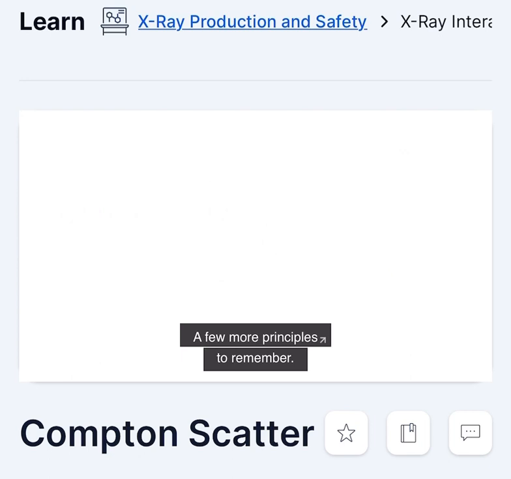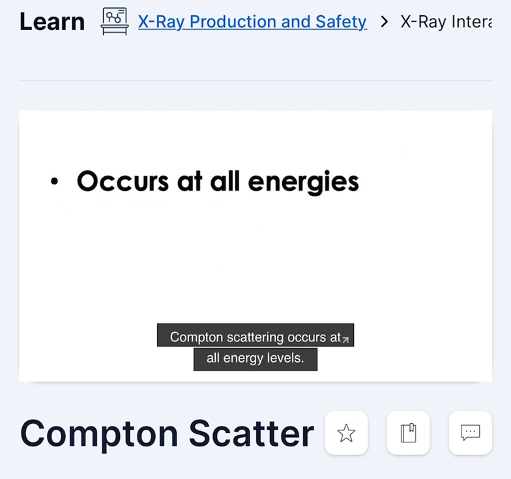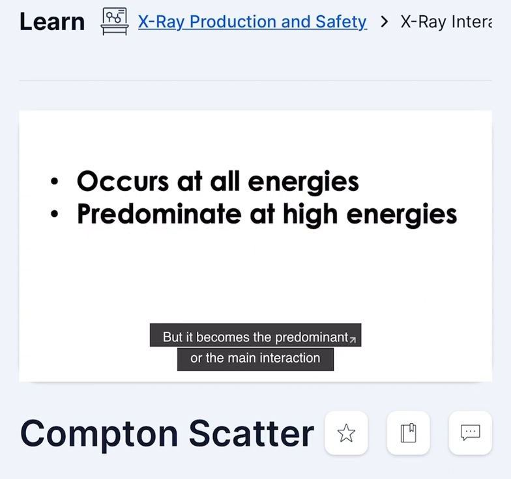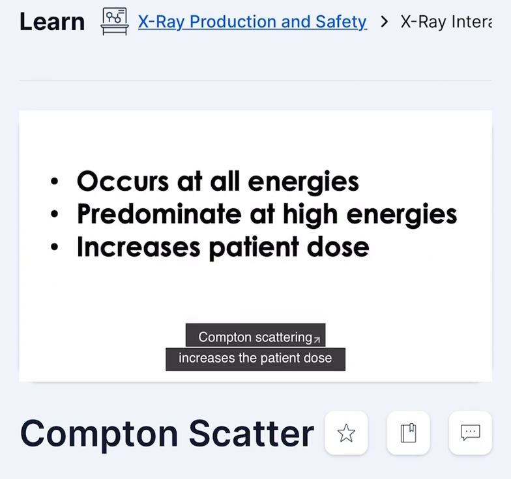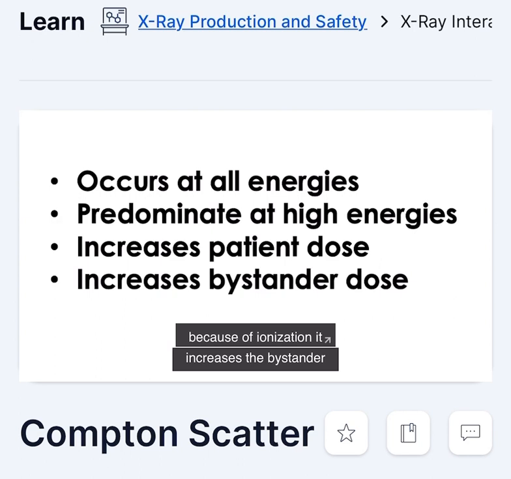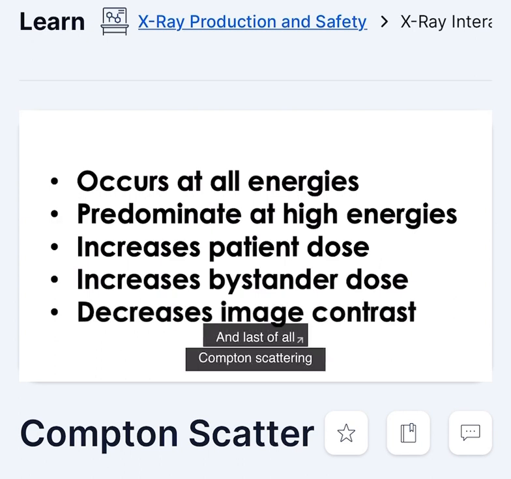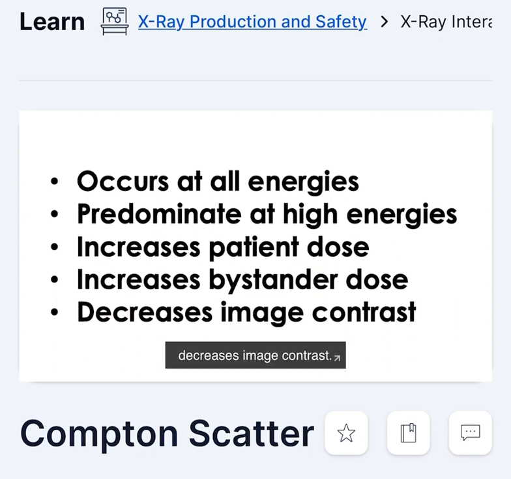A few more principles to remember. Compton scattering occurs at all energy levels, but it becomes the predominant or the main interaction at high energies. Compton scattering increases the patient dose because of ionization. It increases the bystander dose because scatter is being created. And last of all, Compton scattering decreases the image quality because it decreases image contrast.